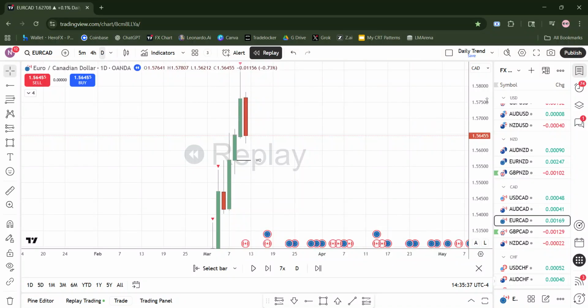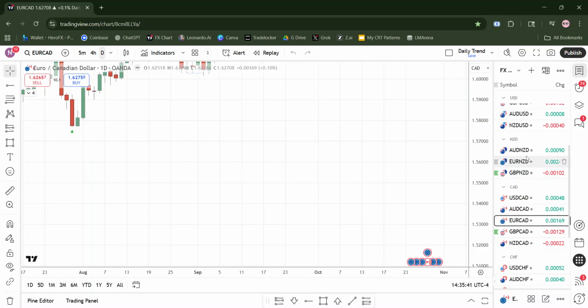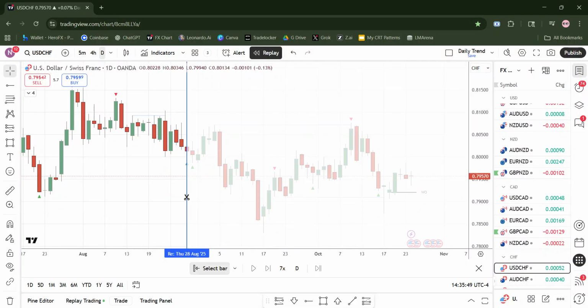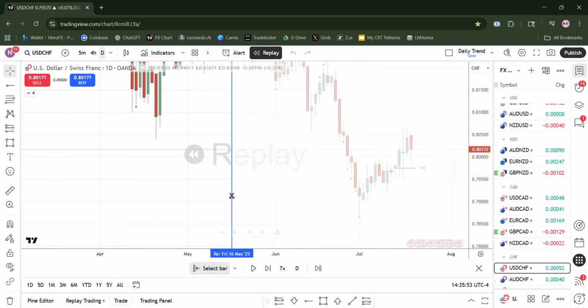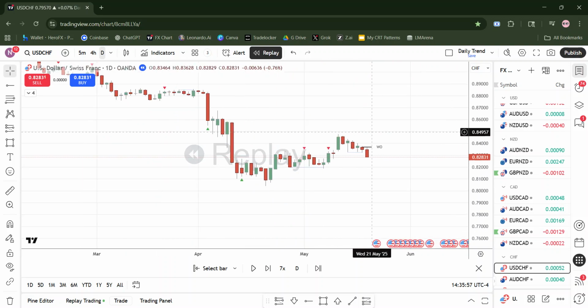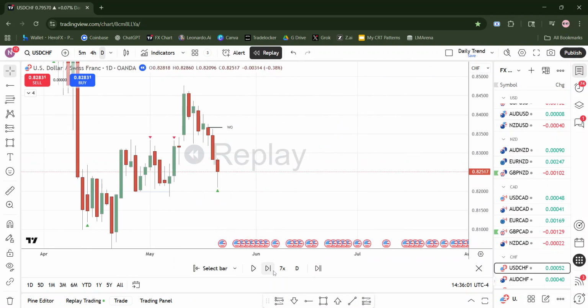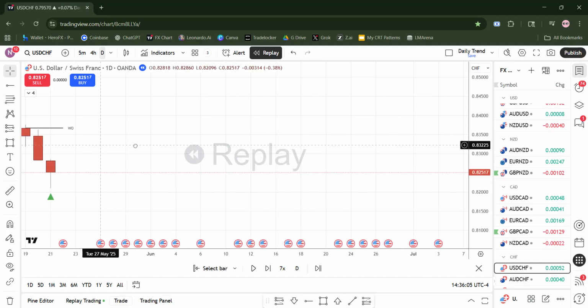May not get one for a while, as this has a long, strong trend, so let me get out of there. Let's try dollar Swiss, just on a whim. Okay. All right, so looking for a long trade here. Okay, so we got an indicator that fired there.